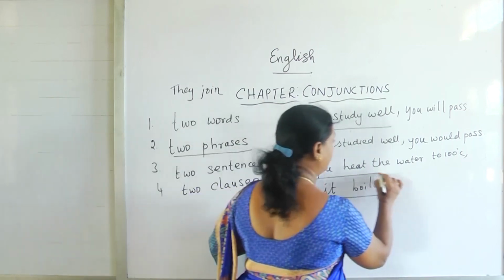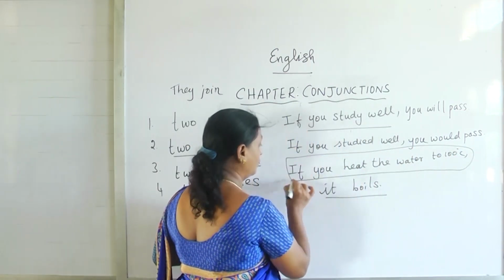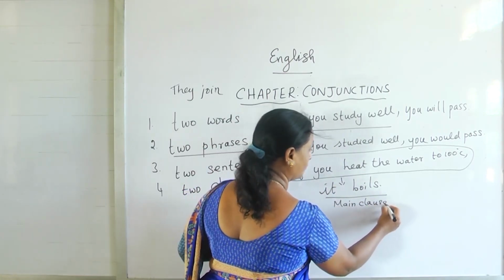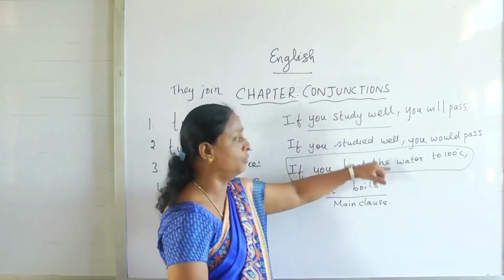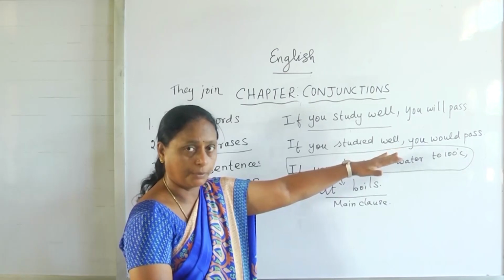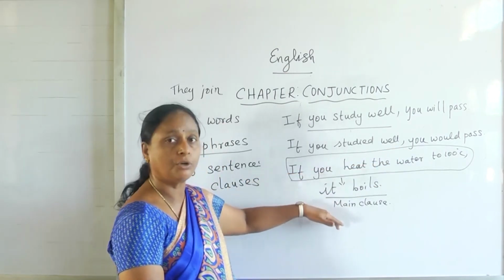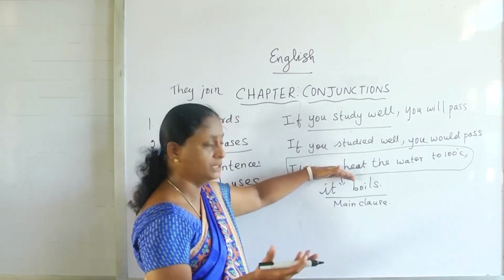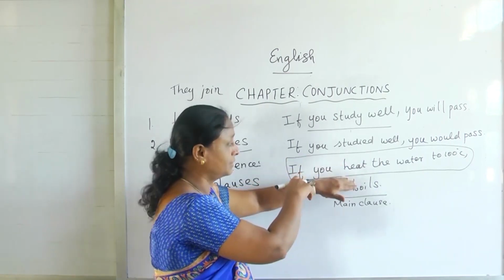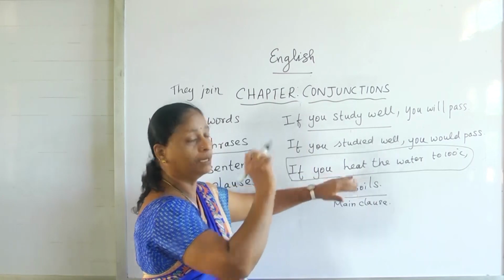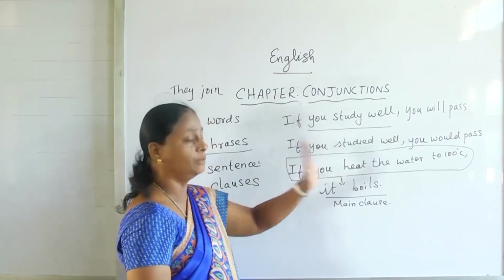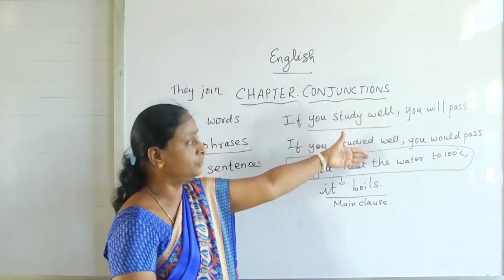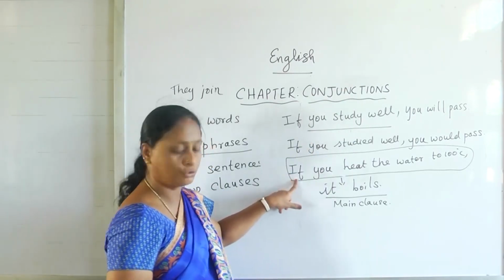So this if clause should depend on the main clause. It boils. This is the main clause. I can stop up to this: if you heat the water to 100 degrees Celsius. It is incomplete. So it has to depend on the main clause. What is the main clause? It boils. Without this, I can write it boils. It is a complete sentence. But here in the first clause, if you heat the water to 100 degrees Celsius, what is the result? It boils. See that here also, if you study well, what is the result? You will pass. So for conditional, I have to use if.